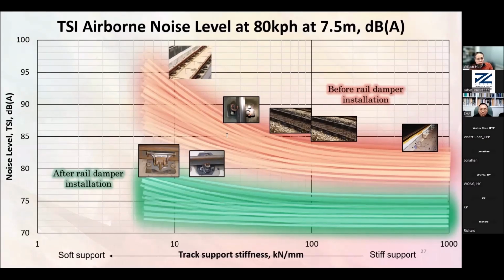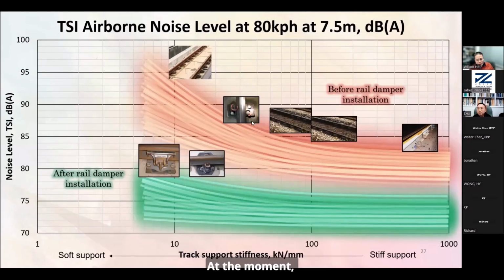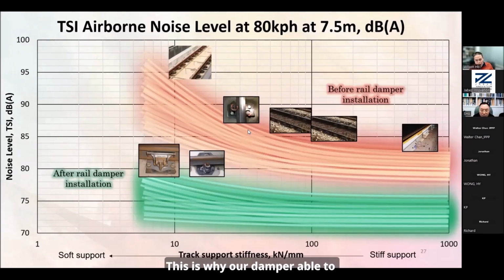The next question is: does the Q damper have the same damping effect on horizontal and vertical vibrations? Is it possible to make the vertical damping effect even higher? At the moment, the vertical and lateral vibration damping are the same. This is why our damper is able to reduce corrugation and others do not show similar ability, because corrugation is majorly coming from the lateral vibration, the lateral wheel resonance. And all the other wheel dampers are optimized for vertical vibration control.